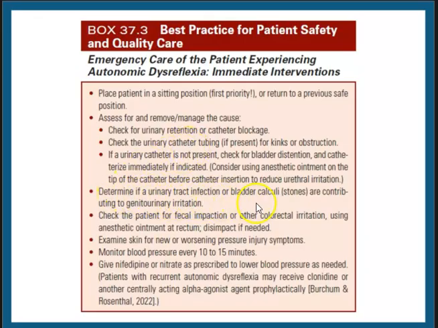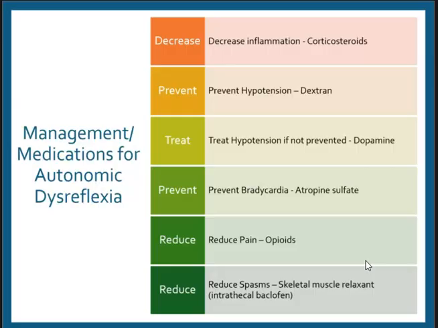So if it's a UTI, we can look for stones, fecal impaction, irritation in the rectum, look for worsening pressure injury symptoms, monitor the blood pressure every 10 to 15 minutes, and give nifedipine or a nitrate to lower that blood pressure. So your medications for your autonomic dysreflexia.